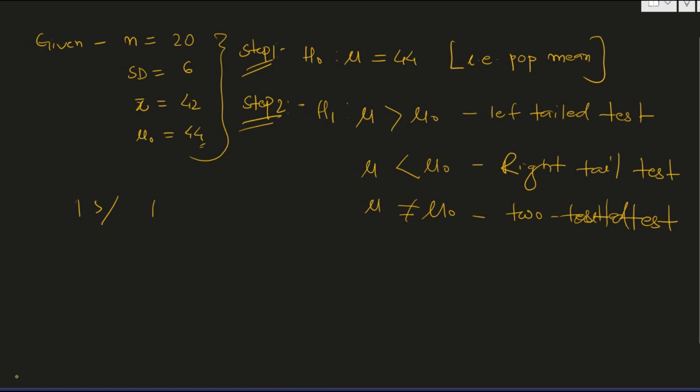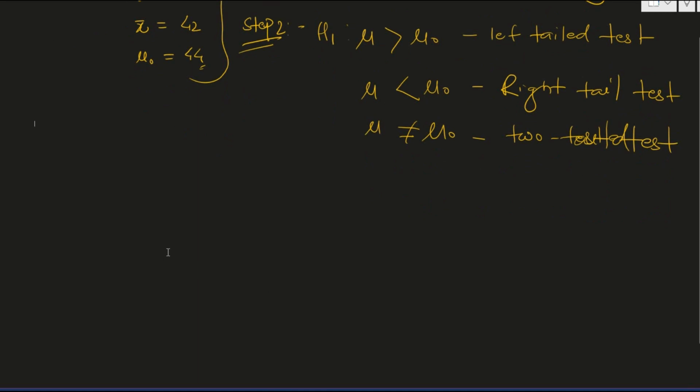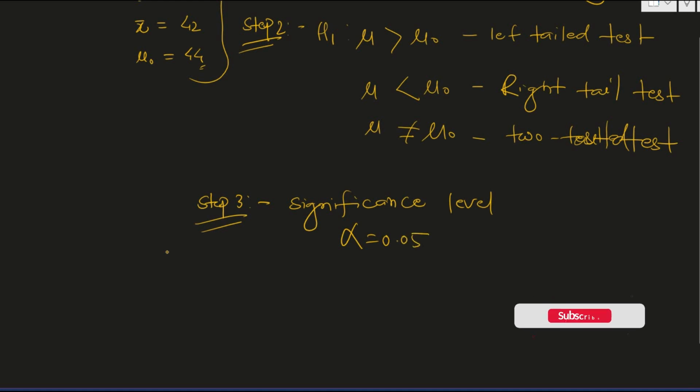In step one we formulated the null hypothesis. In step two we formulated the alternative hypothesis. In step three, we have to select the significance level. When no level of significance is given in the question, the standard significance level we consider is 0.05, for a confidence interval of 95%.